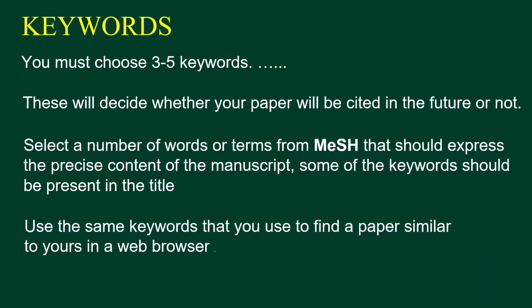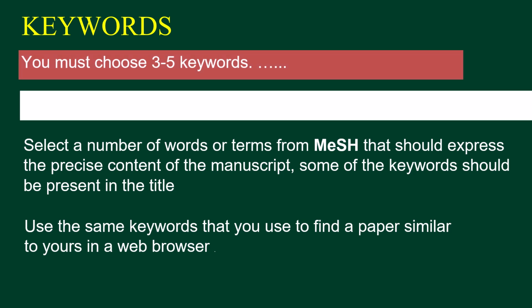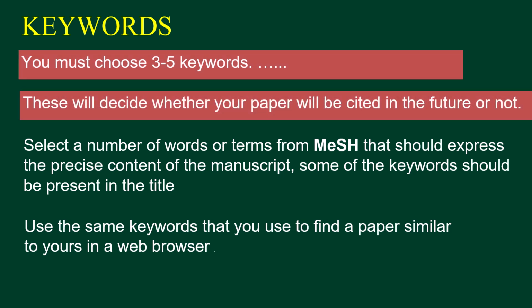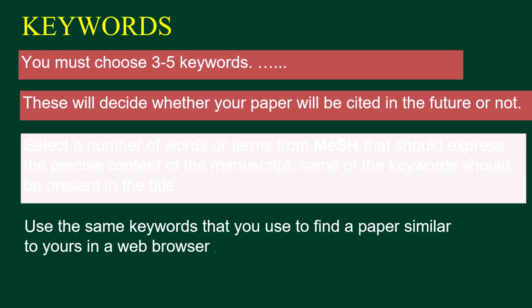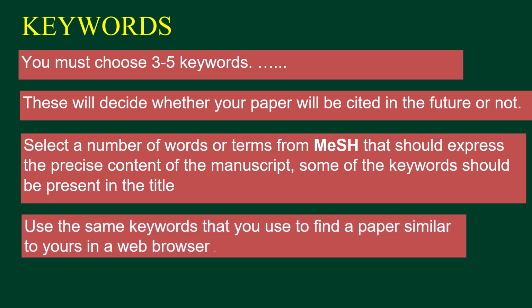Now, the keywords: you must choose 3 to 5 keywords from MeSH. These will decide whether your paper will be cited in the future or not. Select a number of words or terms from MeSH, which is Medical Subject Headings, that would express the precise content of the manuscript. Some of the keywords should be present in the title. Use the same keywords that you use to find a paper similar to yours in the web browser.